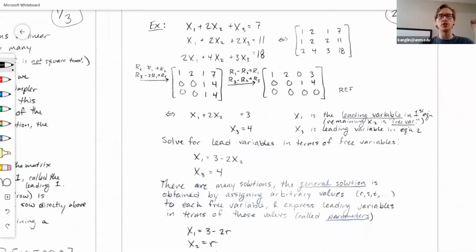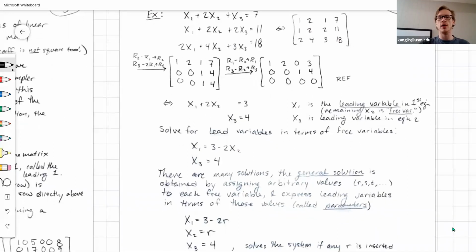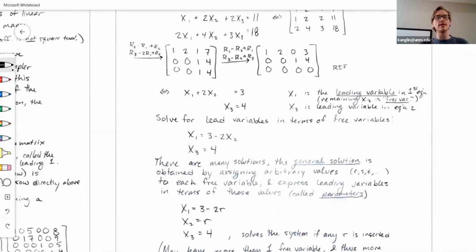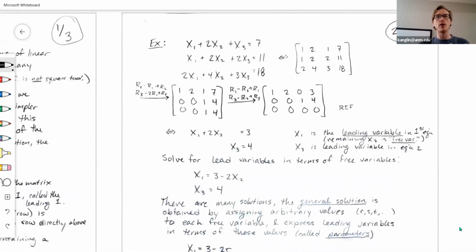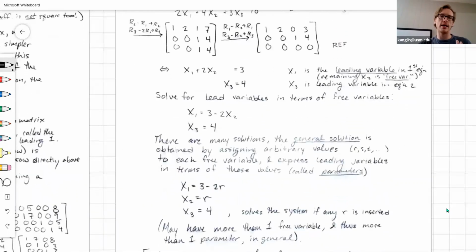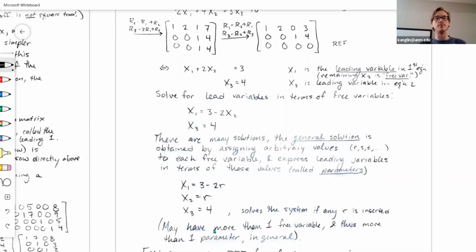What is x2 in our solution? x2 is r, right? That's what we let it equal. We just replace this with an r directly. So that is our r value. And x3 we've already seen equals 4. What we're saying is that this is an explicit formula for the x1, x2, and x3 values that will solve our system. Plug in any value for r, any real number here, and the x1, x2, x3 that you get out of these formulas will solve this original system up here. We have infinitely many solutions in this case, and this is a nice way to describe them.